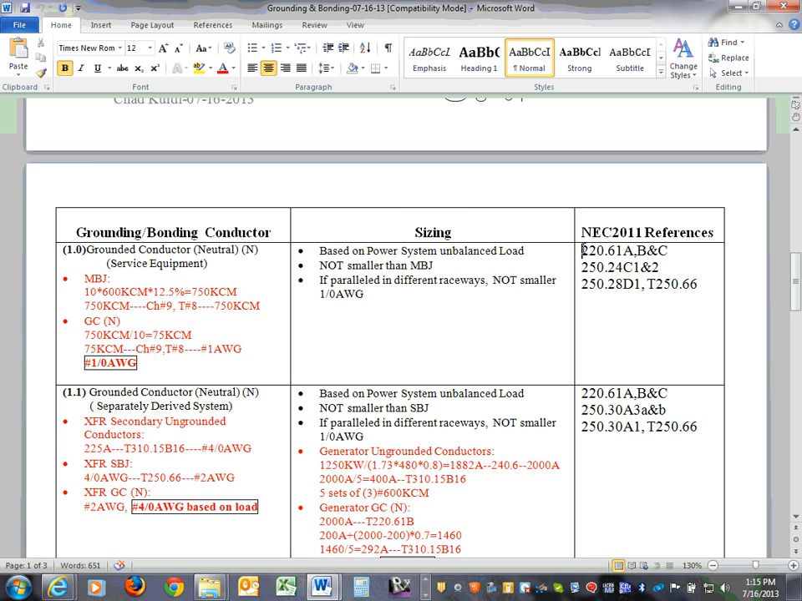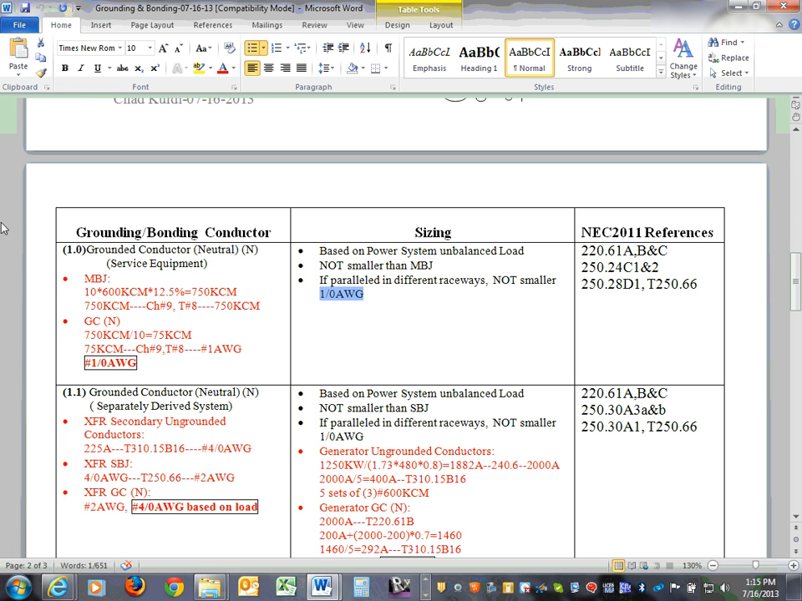And if you go here, you know that I did not dream of these numbers. These are where the NEC code book talks about them: 220.61(A), (B), and (C), and 250.24(C)(1), and so on. These are related to this particular conductor, the so-called grounded conductor, which is a neutral. Right here is the sizing; we size it based on the power system. Remember how we sized a neutral the last two times? Not smaller than the main bonding jumper. Your neutral by code, I believe it's somewhere here, says that no matter what size you come up with, you can't go smaller than the main bonding jumper. And if you parallel, they cannot be smaller than 1/0.